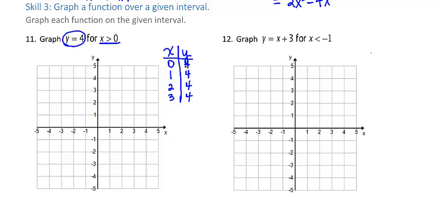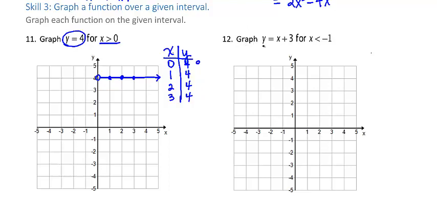Plotting these points, so 0, 4. Now this is a trick. I can't enclose 0, 4 because it's not equal to 0. So I have to put an open circle at that point. And then 1, 4, 2, 4, 3, 4. So everything to the right of 0 is part of the domain of this particular piece, and so that is how we graph this function over the given interval. Now if that had said greater than or equal to 0, then we would actually have a closed-in circle at 0, 4.